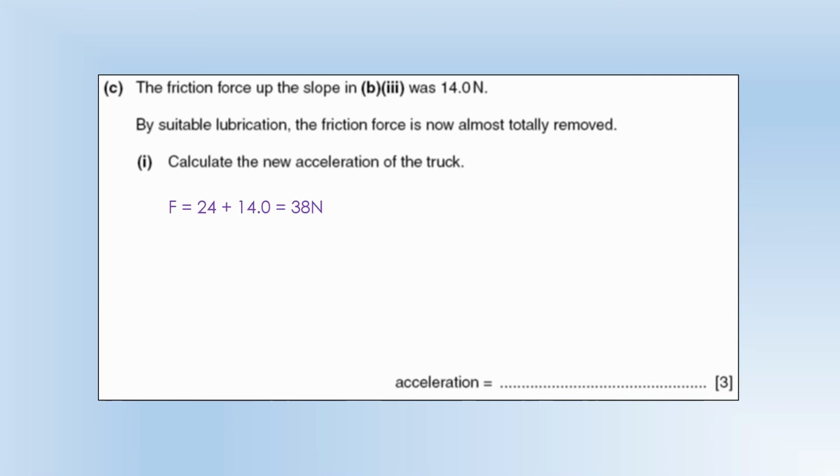Okay, so first of all, we have to work out what the total force was. So with the resultant force, remember we calculated as 24. We now know that the friction was 14, which meant the force down the slope must have been 38 newtons. And once we figured that out, we can put that back into F equals ma and calculate what the acceleration would be now.